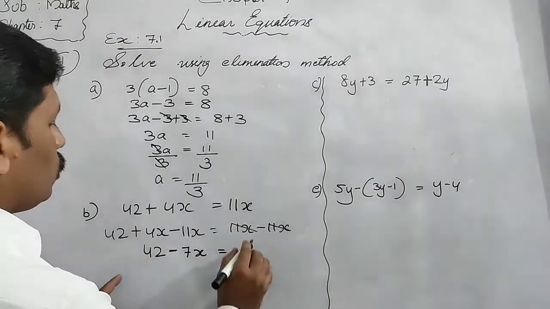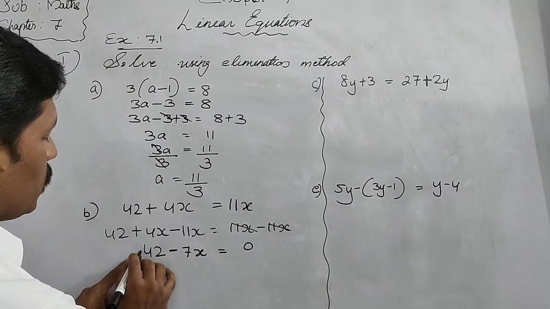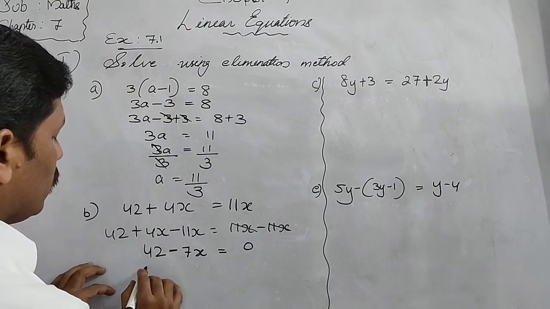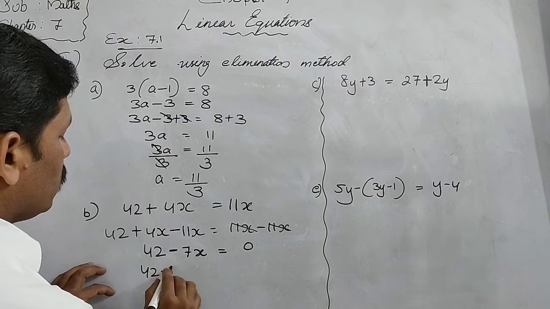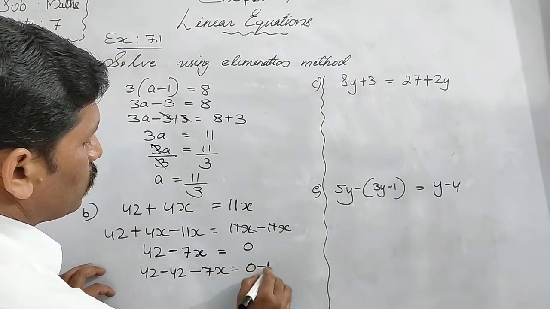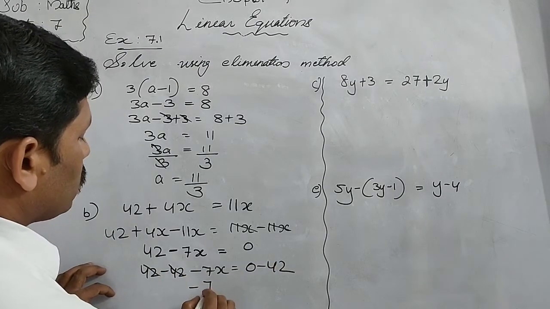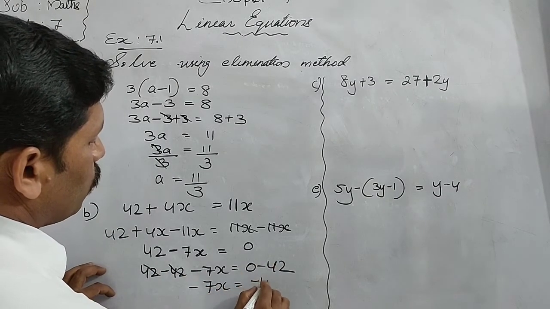And here this 42 I want to take to the other side. Here plus 42 is positive, so I want to subtract 42. So 42 minus 42 minus 7x is equal to 0 minus 42. Then 42 and 42 will be cancelled here, so minus 7x is equal to minus 42.